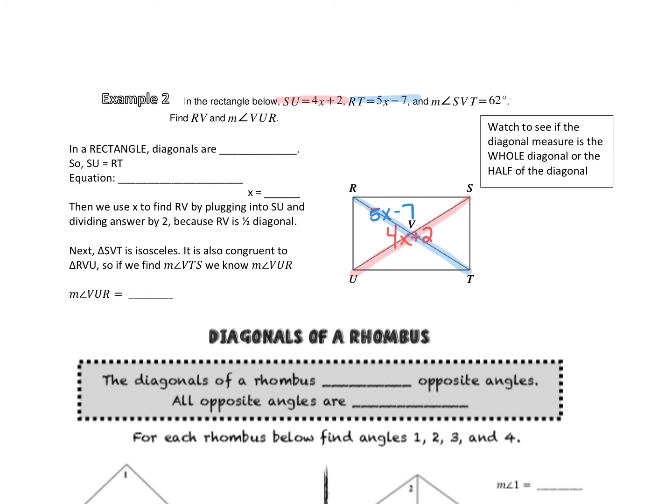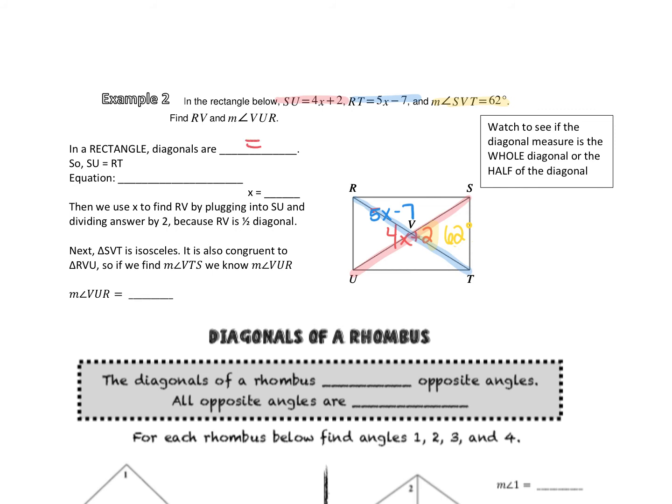They also give us another piece of information, and that is that the measure of angle SVT, so SVT is this middle angle, is 62 degrees. It's hard to see because I just wrote that 2 there. So that's 62 degrees. All right, so let's work with the diagonals first. Remember, in a rectangle, diagonals are equal. And it says that right here. So in a rectangle, diagonals are equal.